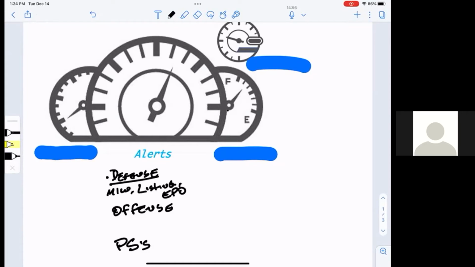Now, do you have the right ones? Are you playing defense where people are trying to kind of leave out the back door? And then let's look at your offensive alerts, right? Let's play offense, also known as opportunity alerts.